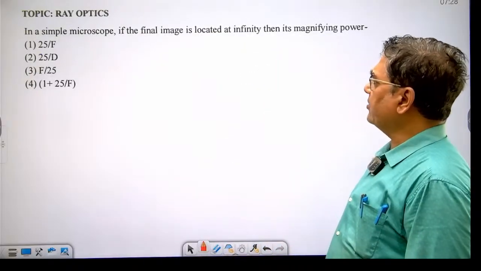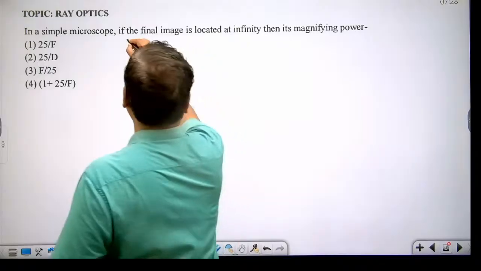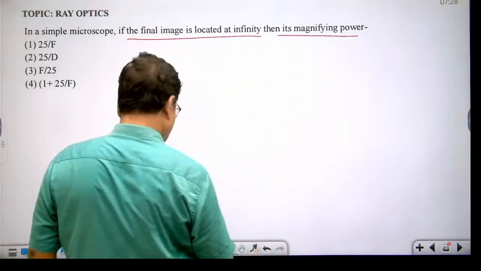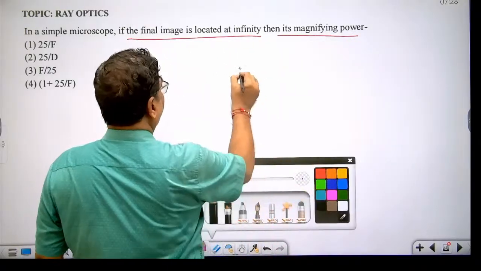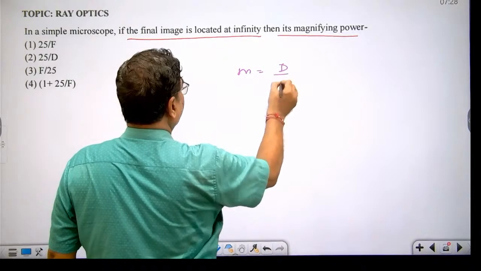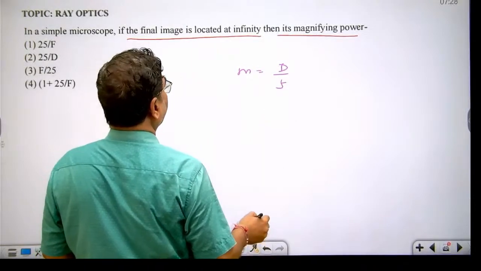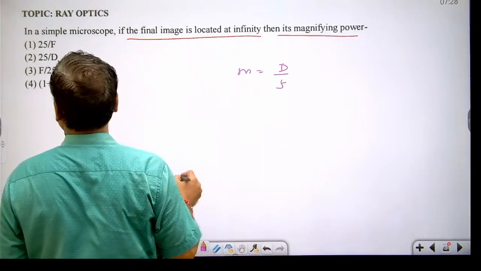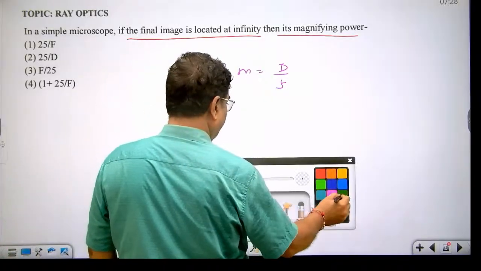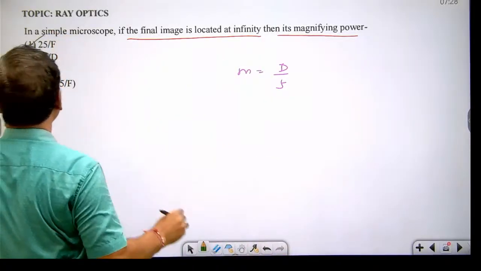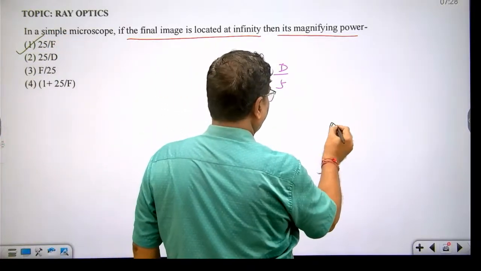In a simple microscope, if the final image is located at infinity, then the magnifying power. In the case of a simple microscope, the magnifying power is given as d upon f when the image is located at infinity. So here d equals 25 centimeter. So the answer to the given question is option 1.